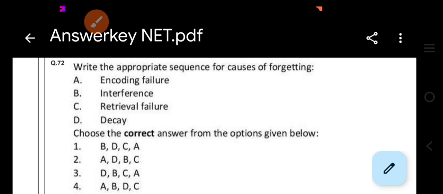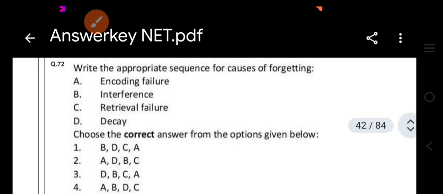Not all information is stored for a long time; it decays, and slowly disappears. Then we are not able to recollect, so retrieval failure occurs. So this is A, B, D, C, the right option: first encoding failure, then interference, then decay, and then retrieval failure. Retrieval failure is the last stage.